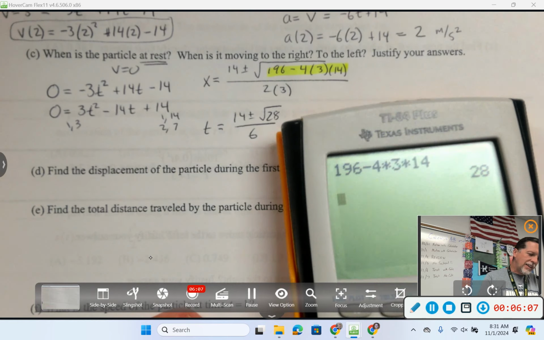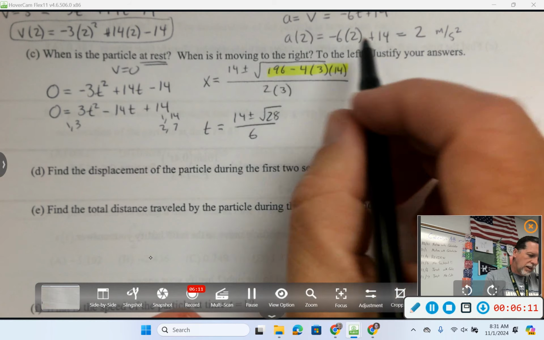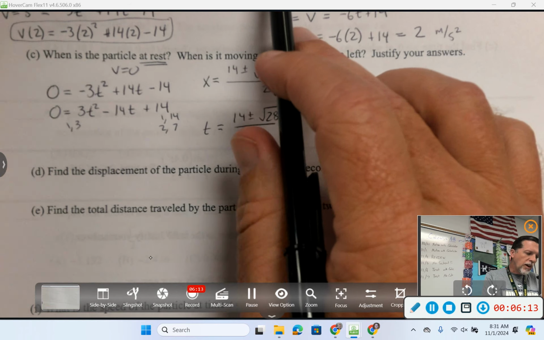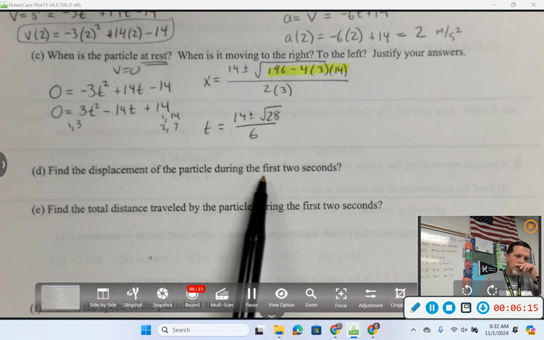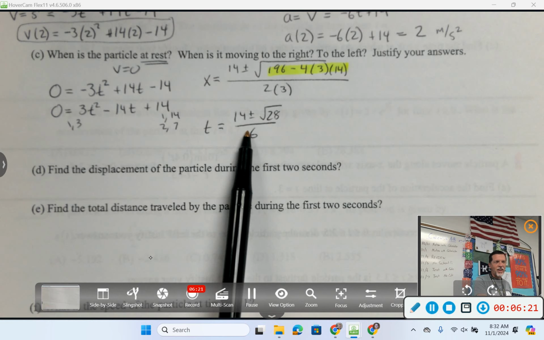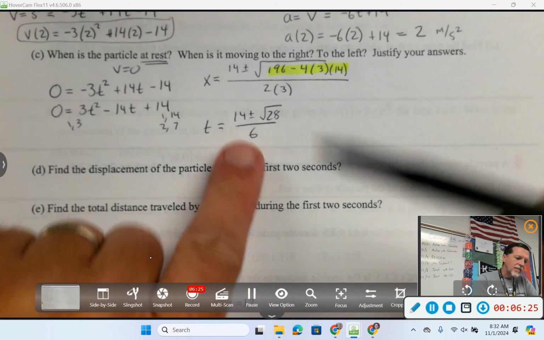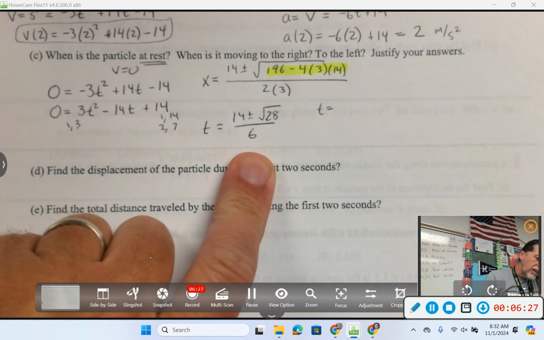And that's the exact answer. It does say your final answers must be to 3 decimal places. So, Jake, to your question about safe stops, that's accurate. That's a safe stop. But it did ask for 3 decimal places. So let's take this to 3 decimal places.